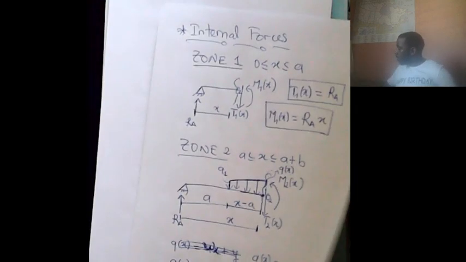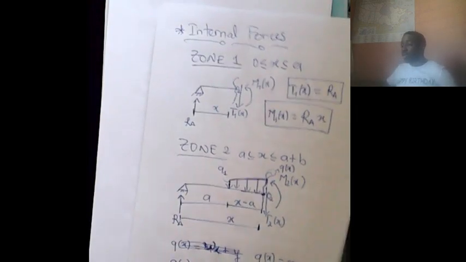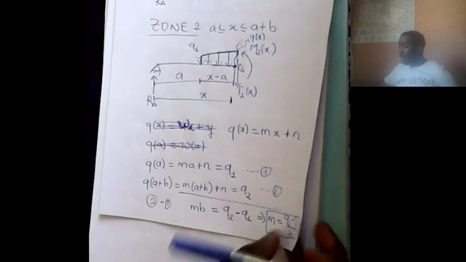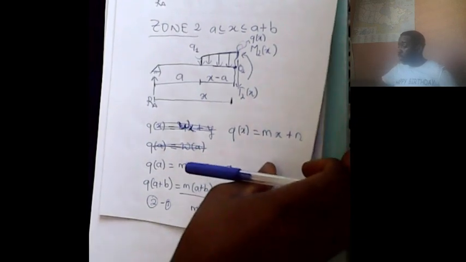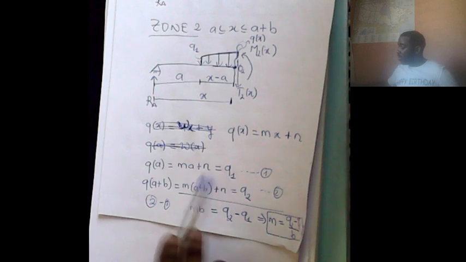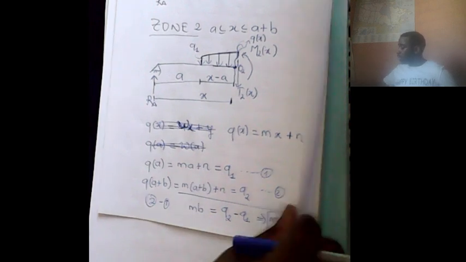And then, what else are we looking for? We're looking for n now, right? I can replace the value of m in any of the equations. I'll replace it in equation 1. And then we'll get the value of n here, right?